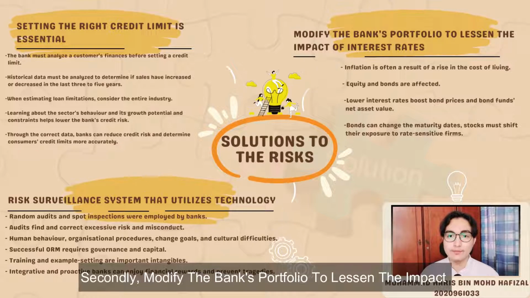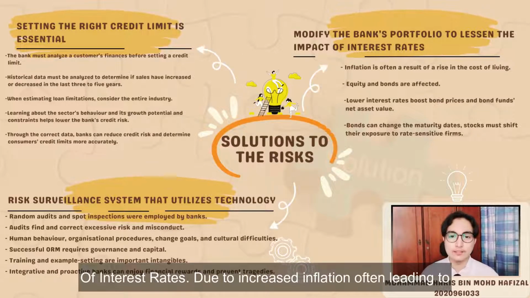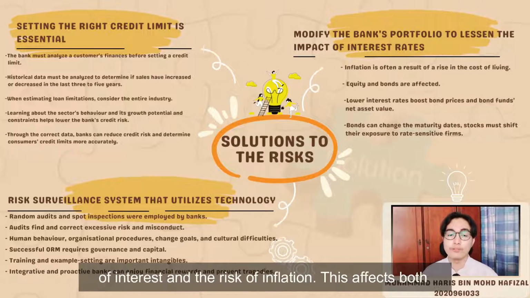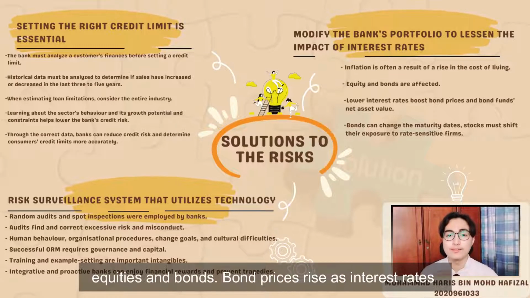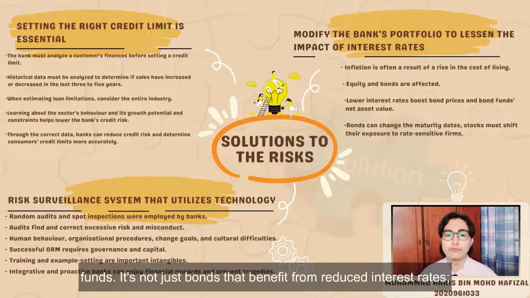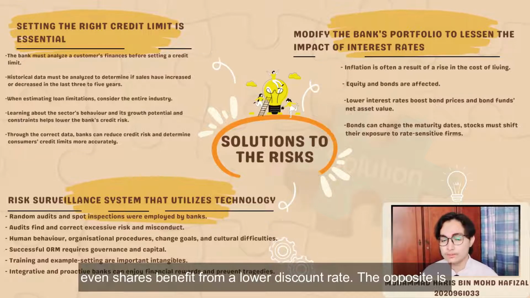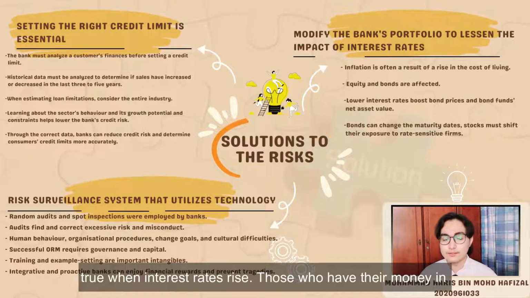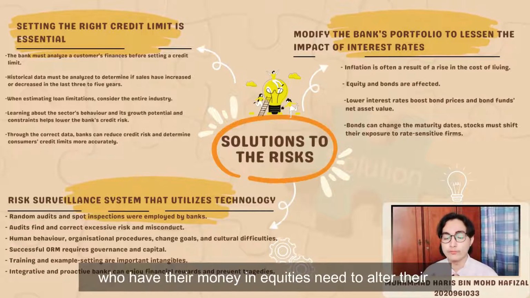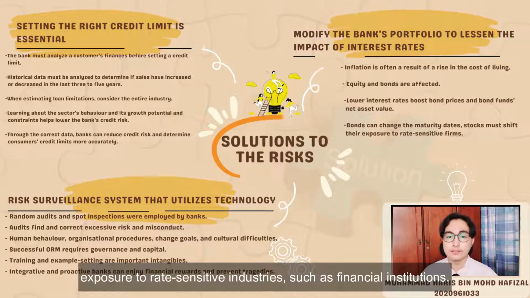Secondly, modify the bank's portfolio to lessen the impact of interest rates. Due to increased inflation often leading to higher interest rates, there is a connection between the risk of interest and the risk of inflation. This affects both equities and bonds. Bond prices rise as interest rates are lowered, which raises the net asset value of bond funds. It's not just bonds that benefit from reduced interest rates, even shares benefit from a lower discount rate. The opposite is true when interest rates rise. Those who have their money in bonds can change their maturity dates, whereas those who have their money in equities need to alter their exposure to rate-sensitive industries such as financial institutions.